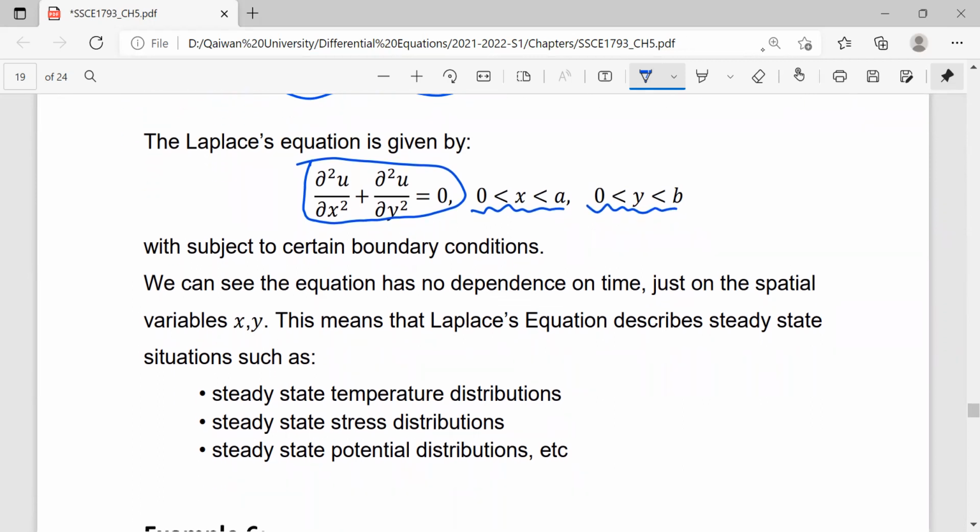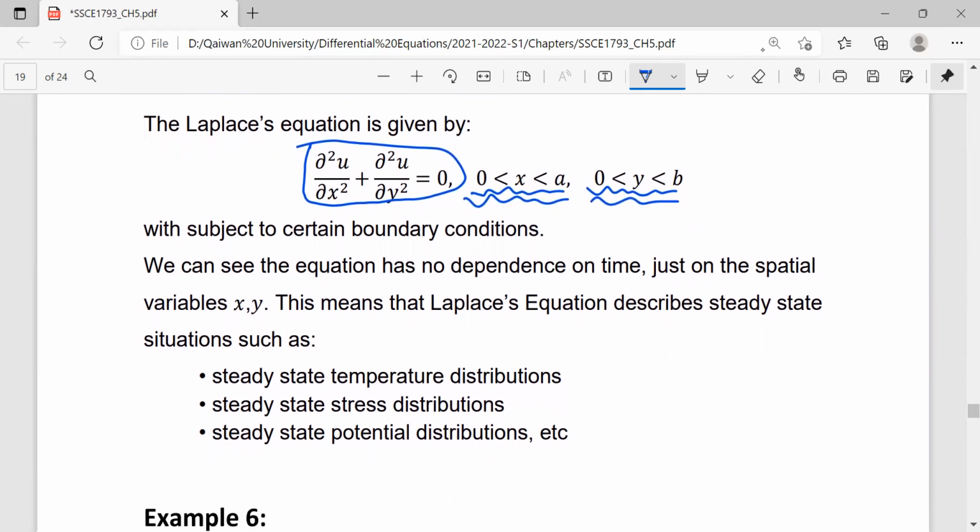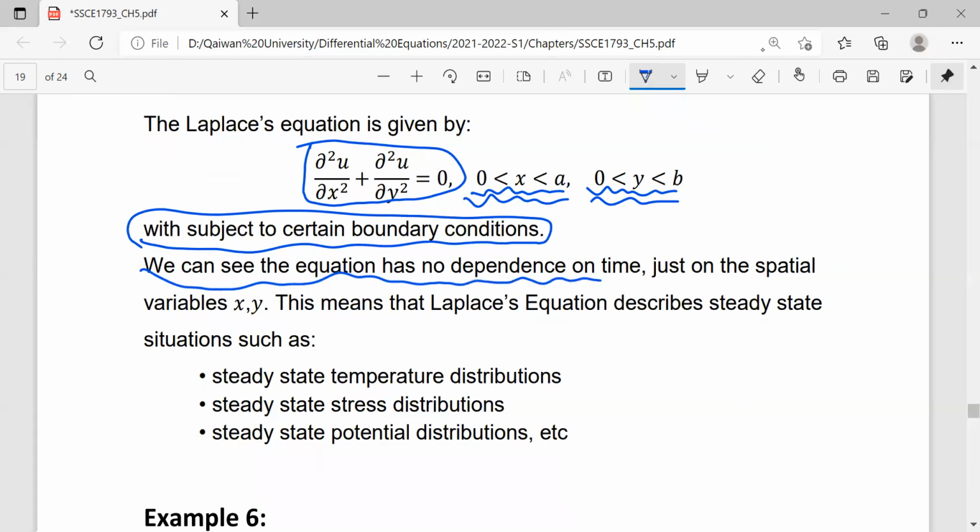We have been given these two intervals for a and b, subject to certain boundary conditions, which must be given. We can see the equation has no dependence on time. It only depends on x and y. Neither of them is time. But the previous one, the wave equation, depends on time.